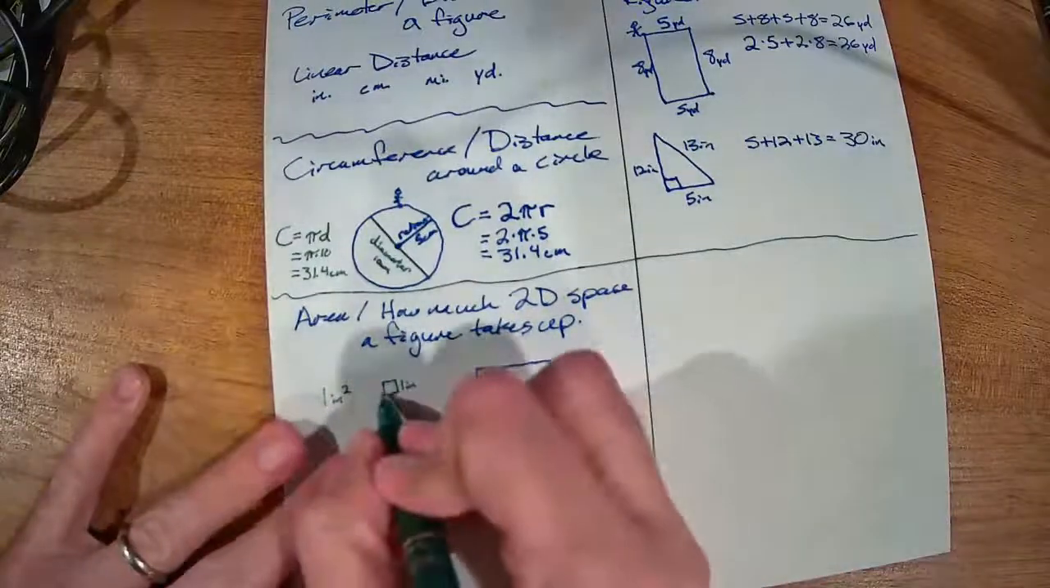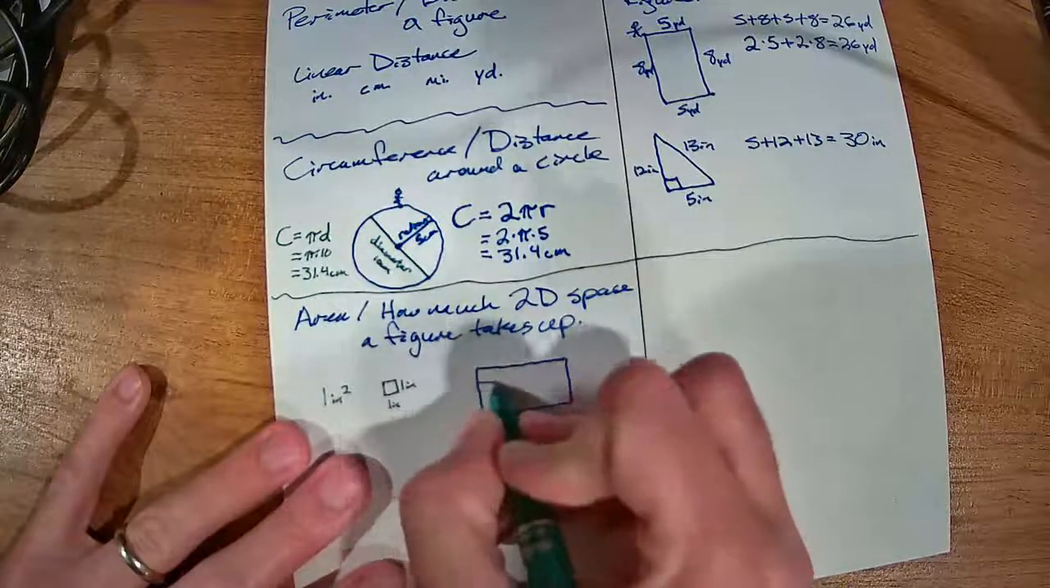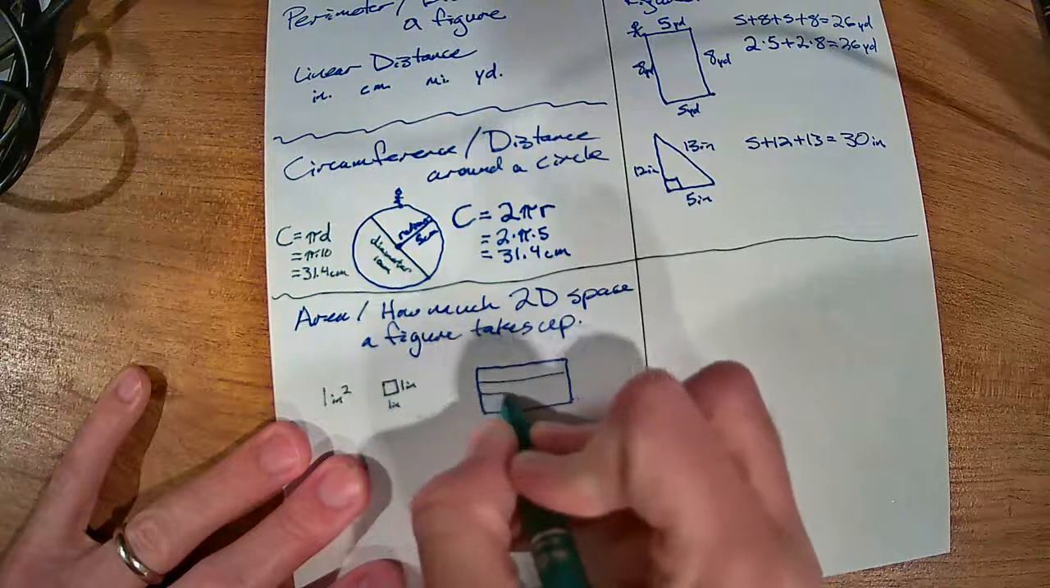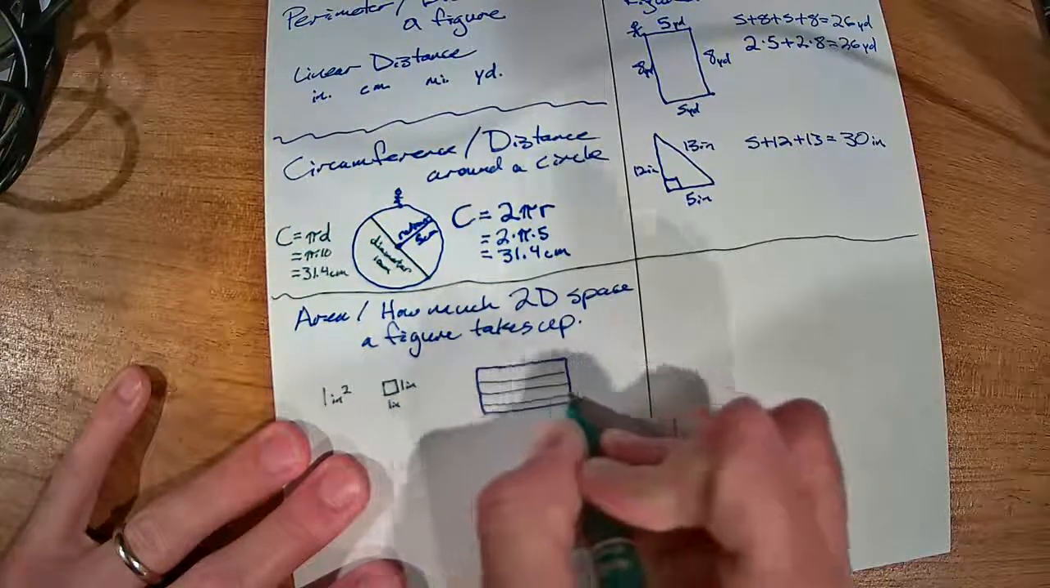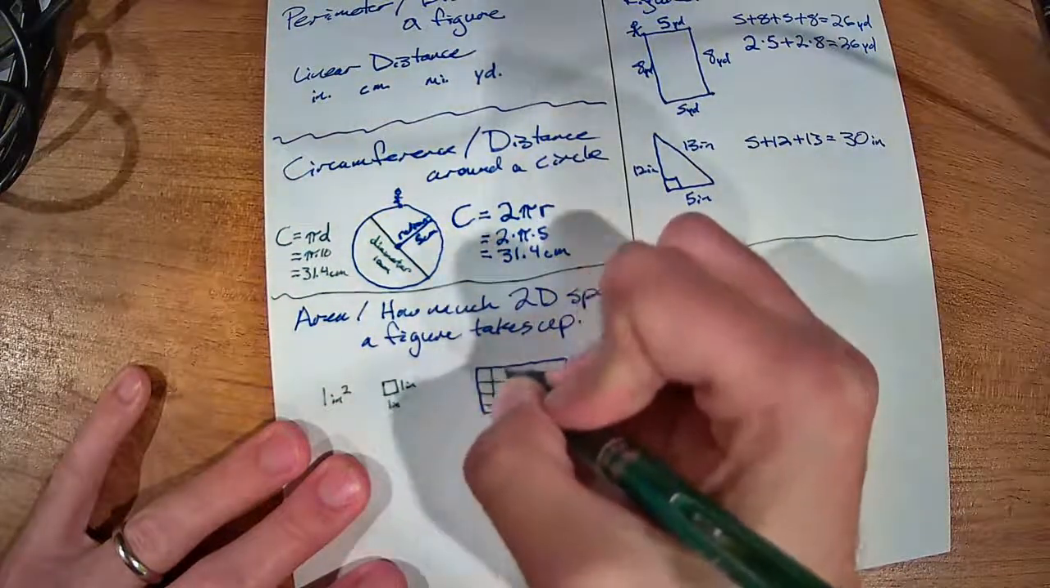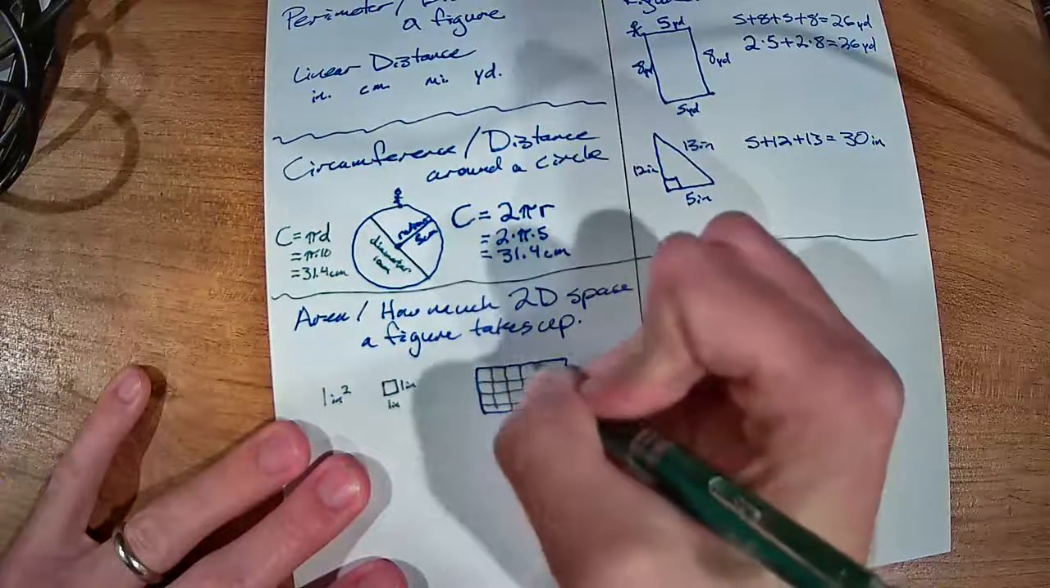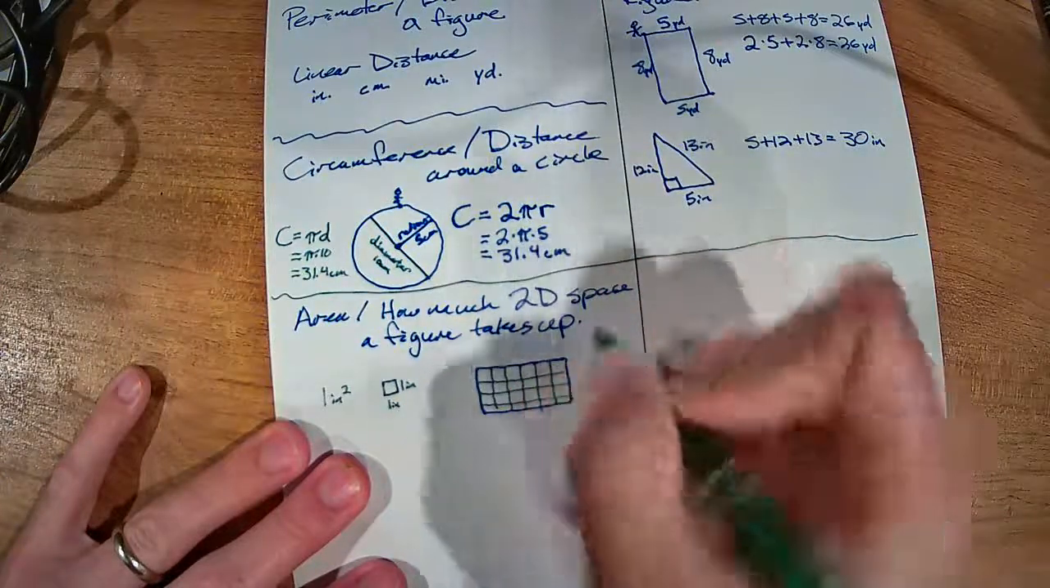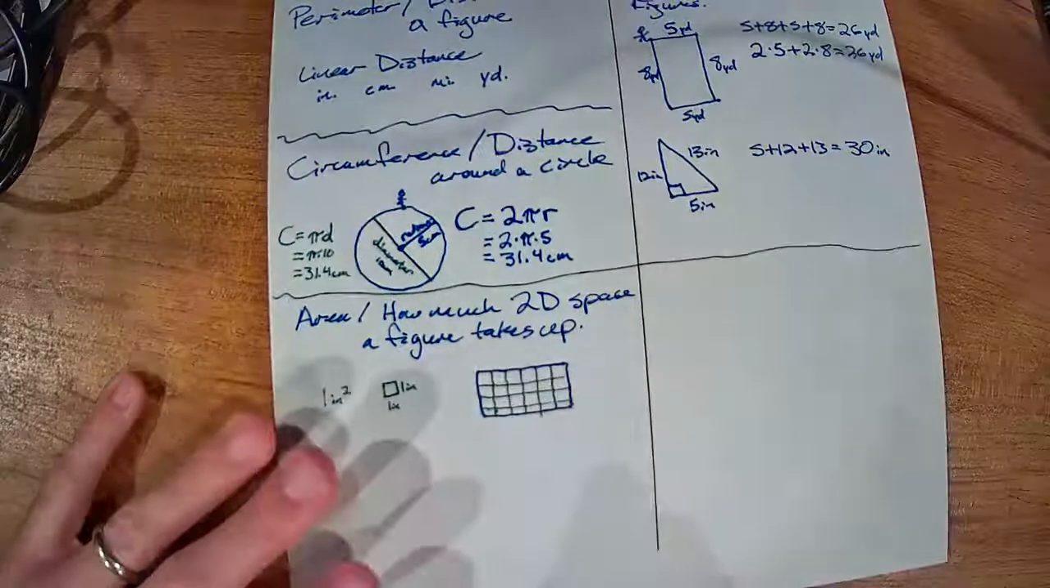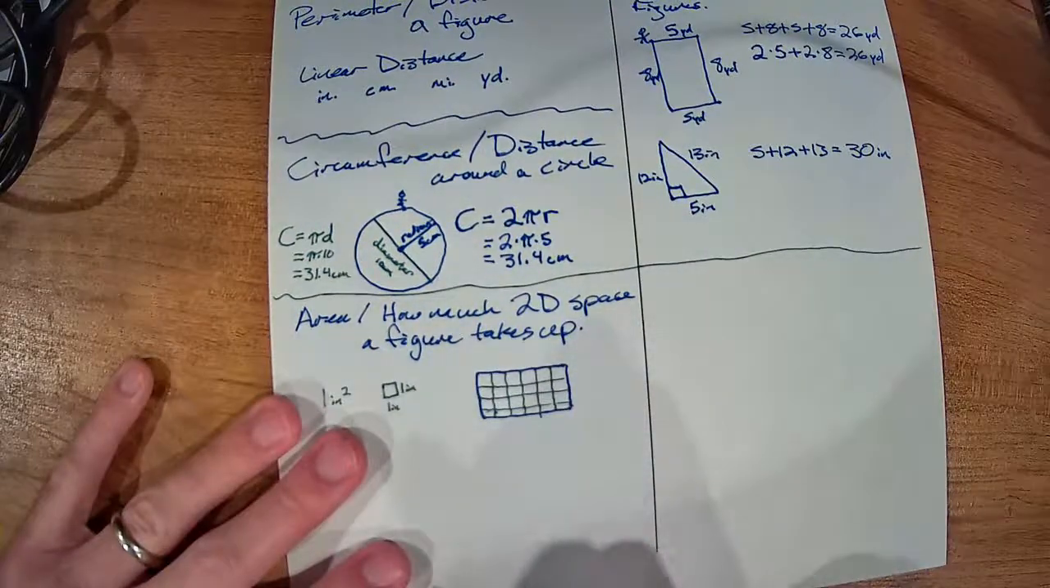So let's try that real quick. If we were to take a square about that size and start filling these in, let's see how many we've got. Those squares are kind of squished at the bottom, but we'll count them. So let's see how many we got.